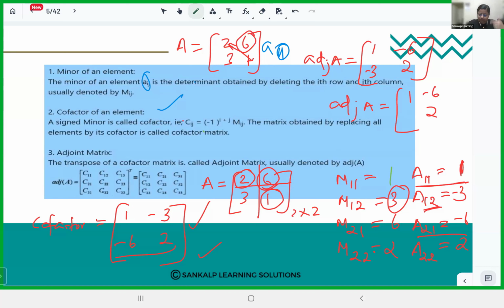All right. So in this method itself, you can find out the minor, cofactor, adjoint of a 3 by 3 matrix also. The only difference will be if you are eliminating the row and column, you will get another minor, right? Because there will be 4 elements remaining. So you have to find out the determinant of that particular minor also. All right.